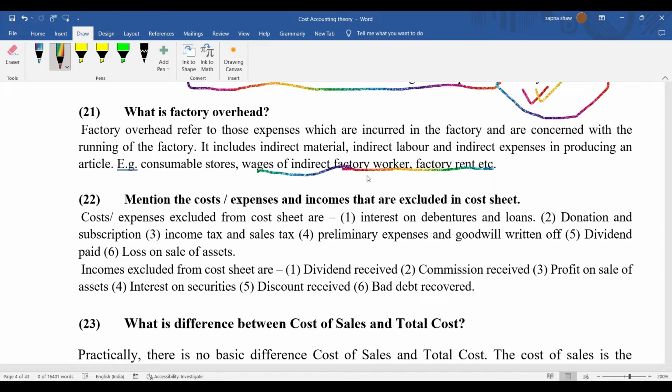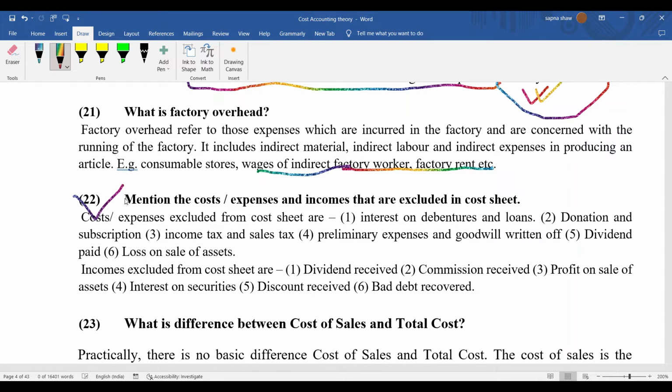Indirect factory worker means any worker who is working in the factory but not directly involved in the production. Just like the example I have given, there is one person who is not preparing or doing anything, but he is directing others to do the work. Then he is a foreman. When we pay wages to the foreman, this will not be a direct expense, it will be an indirect expense. And since the person is in the factory and involved in the factory work, it will be factory overhead.